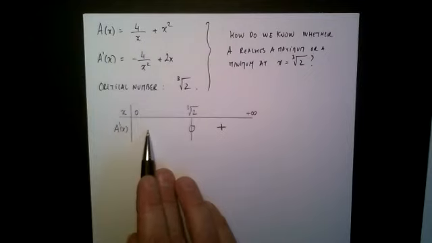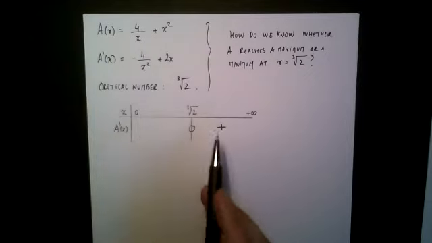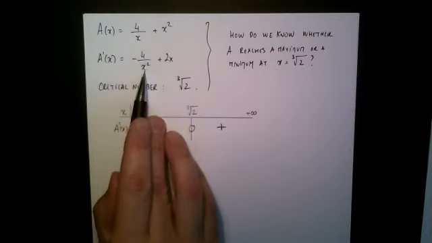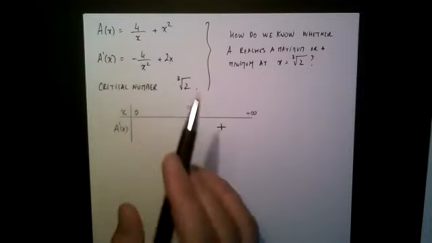And let's put a number that's less than cube root of 2. So for example, 1, that's an easy one. Let's plug in 1 into here. So -4 over 1 is -4. -4 plus 2 is -2. Oh, that's negative.